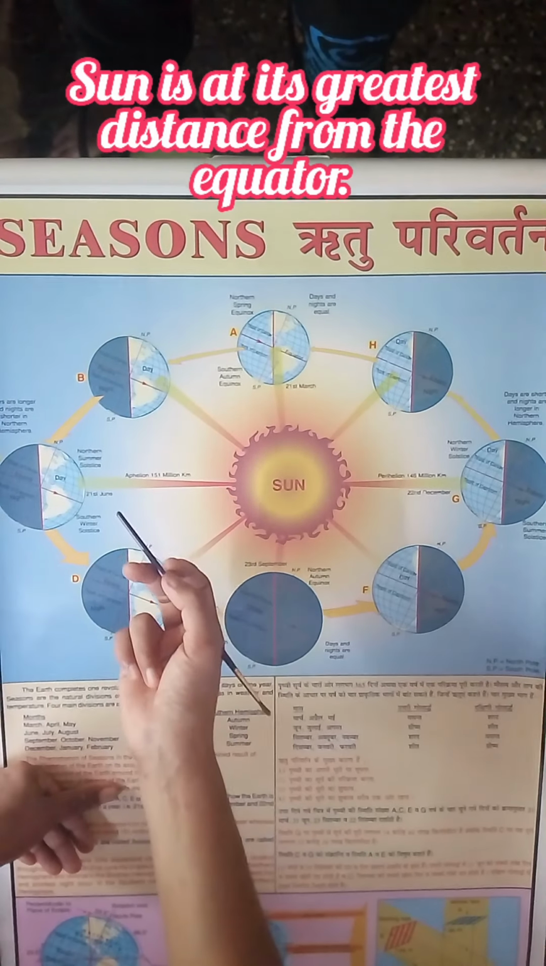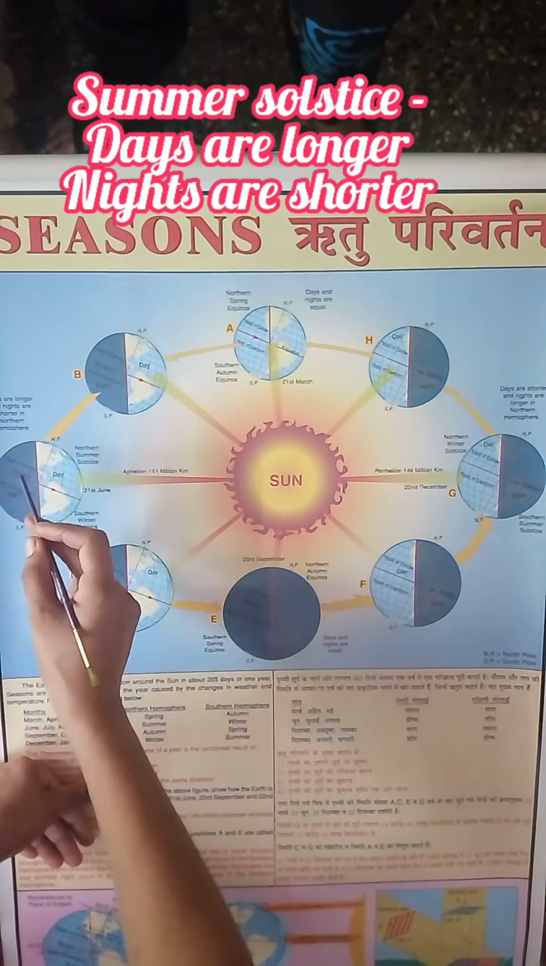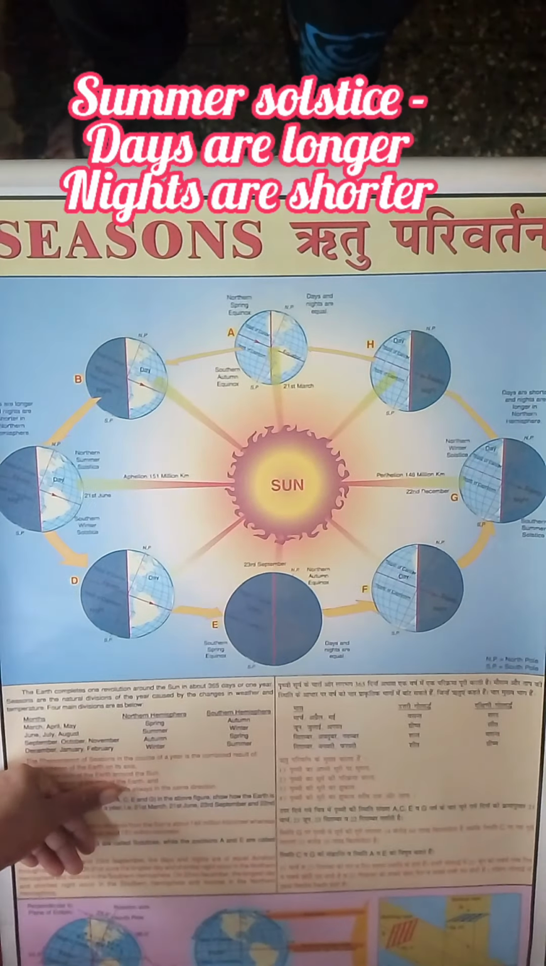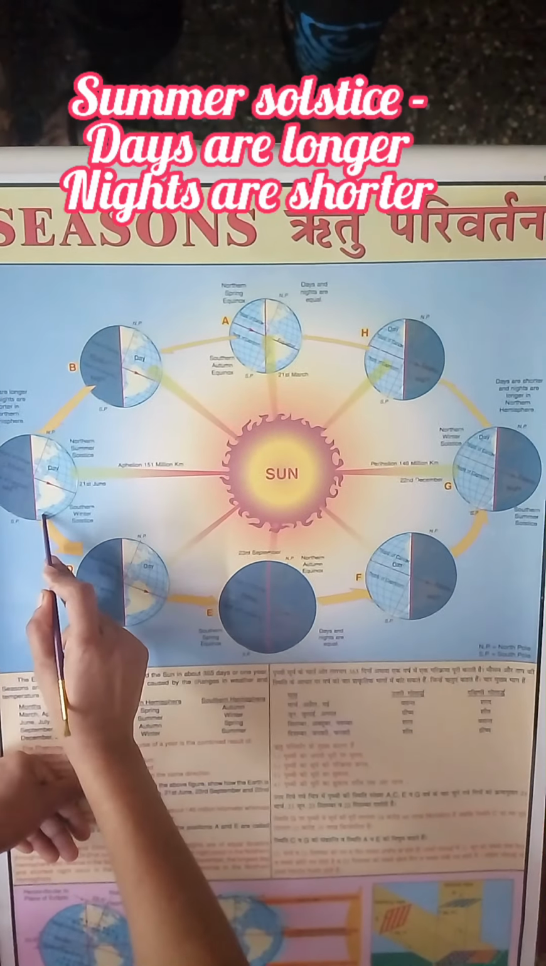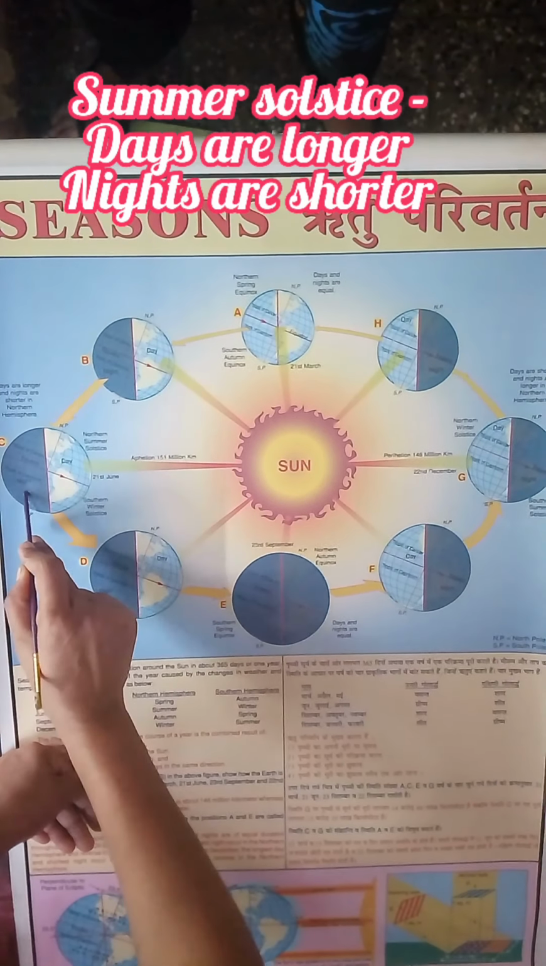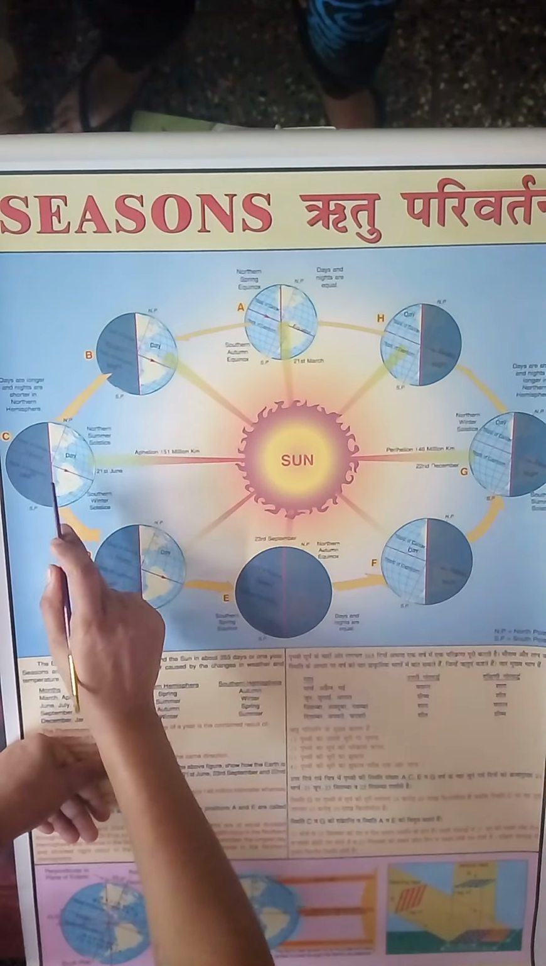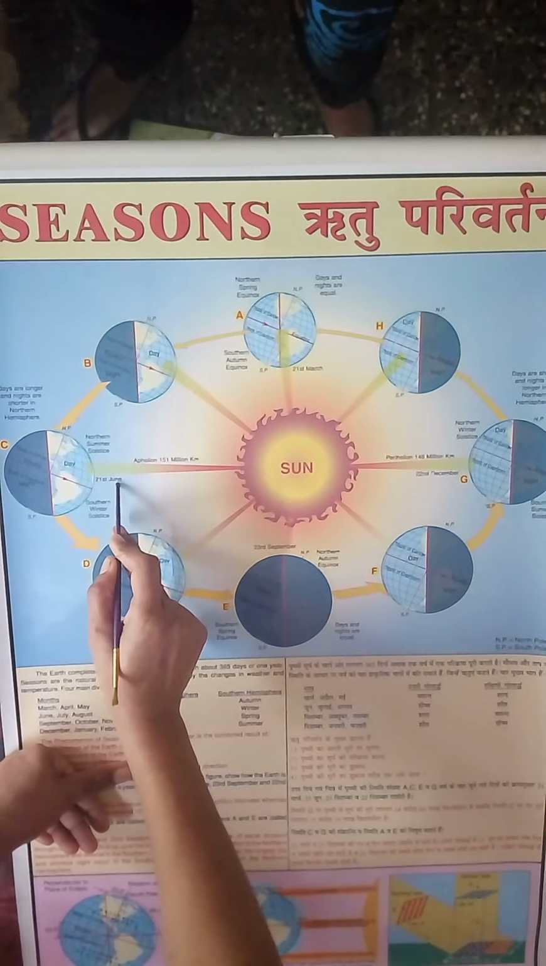So for the northern hemisphere, 21st June is the longest day and the shortest night. For the southern hemisphere, 21st June is the shortest day and the longest night. So the summer solstice day is 21st June.